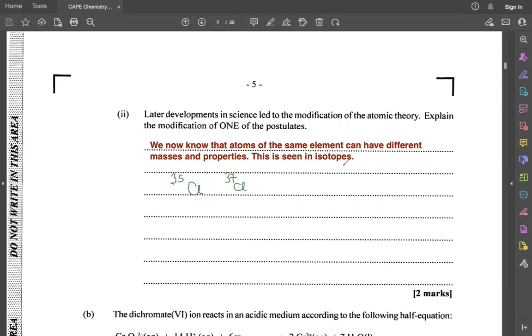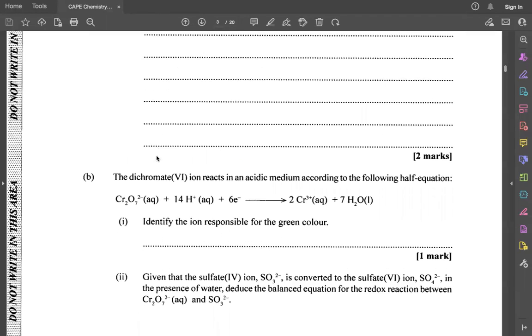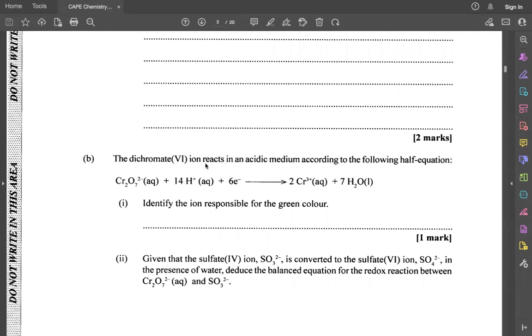Okay? All right. So moving right along to part B: the dichromate(VI) ion reacts in an acidic medium according to the following half equation. So we have our dichromate(VI) ion reacting with 14 H+ ions plus 6 electrons to yield 2 moles of chromium 3+ and 7 moles of water. So they're saying identify the ion that's responsible for the green color.